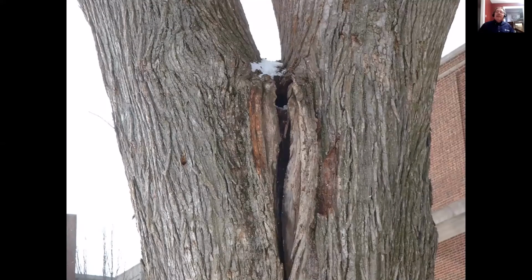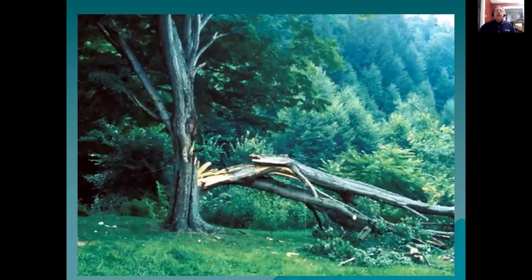If we let codominant stems go, and this is an elm on Penn State's campus, right? You can just see how with time, these two stems have, between wind and weight and even just the pressure of them growing larger in diameter, these codominant stems are starting to fail and split. They haven't failed yet. Now this one has failed, right? And again, this one failed, not a big deal in a park or a backyard setting, but certainly we've lost half the tree because we didn't do structural pruning when the tree was young.